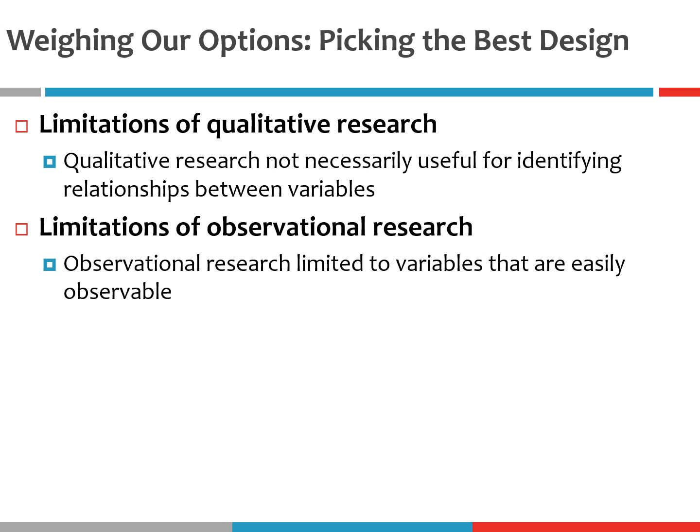And a lot of qualitative research is also observational research, and observational research is limited to variables that are easily observable. If you're trying to do research on internal mental states, you can't do observational research on that. You need to do some kind of self-report or even a behavioral design to measure these variables.